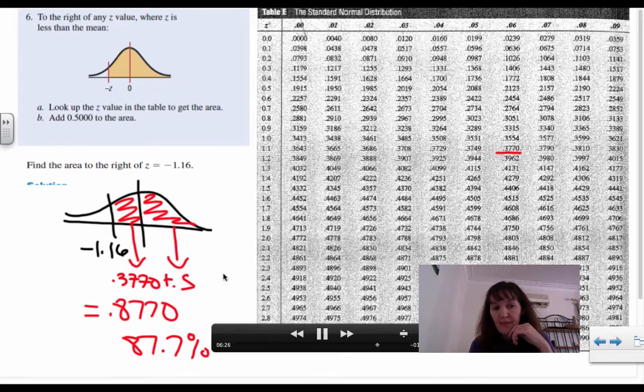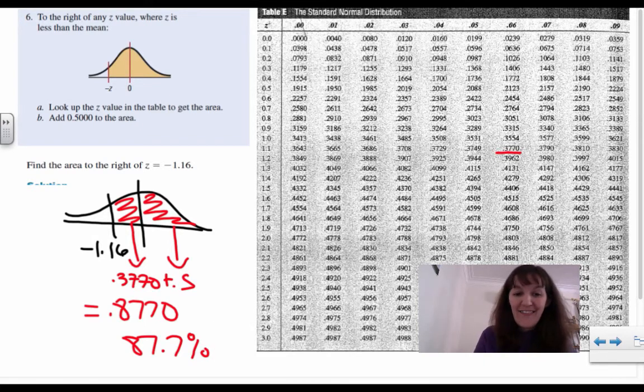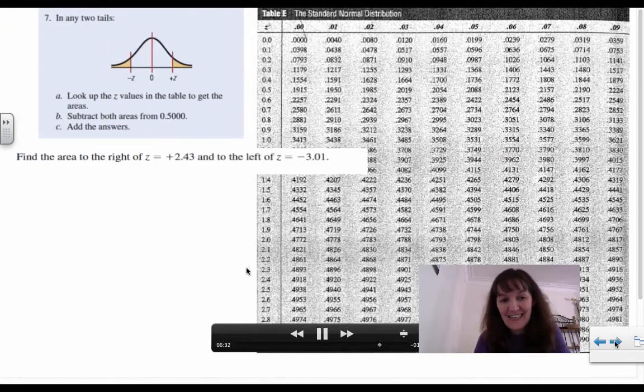Okay. Now, the next one, and this is the hardest one. This one takes the most work. All right, the very last one. There's no more after number 7. I want to look at this for a second. I want to know what is the probability that my value lands in here or here. So if I do this, I have to add these two together. But remember, to find a tail, you have to subtract from 0.5. So we have to subtract both of them from 0.5 and then add my answers together. So let's look at how we do this.